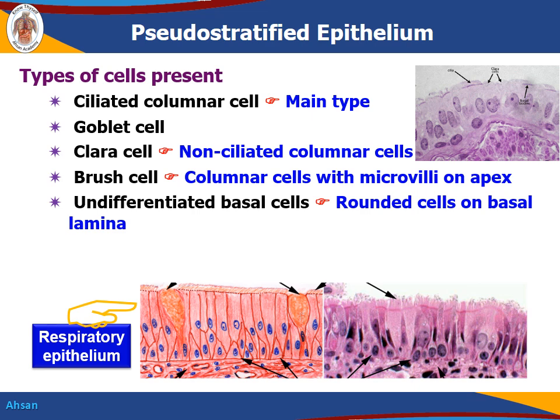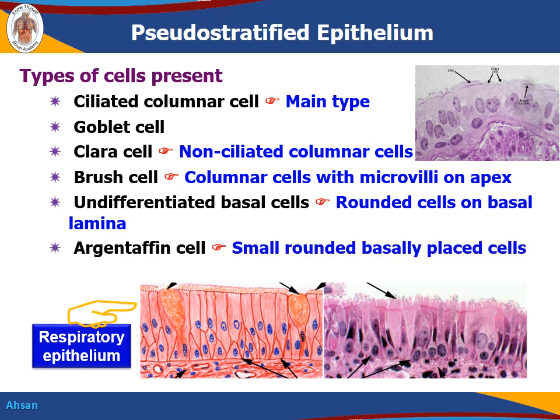Undifferentiated cells are small rounded cells, usually found close to the basal lamina under the tall columnar cells' umbrella. These are actually the master cells or mother cells which can produce the four cells already described. The fifth type of cell is argentaffin cells. This is a small cell lying close to the base between the cells, and they are hormone producing endocrine cells.